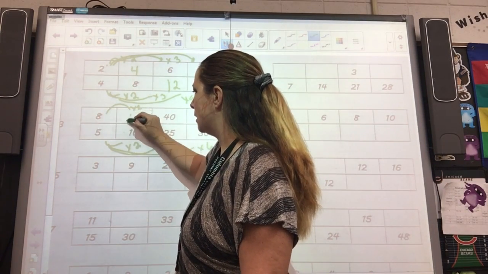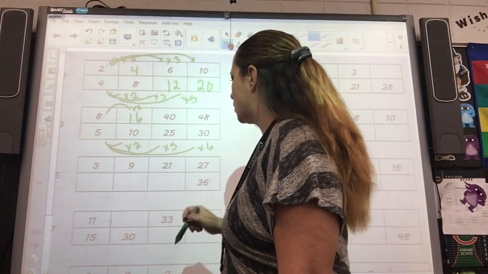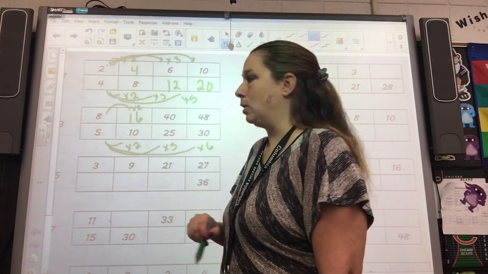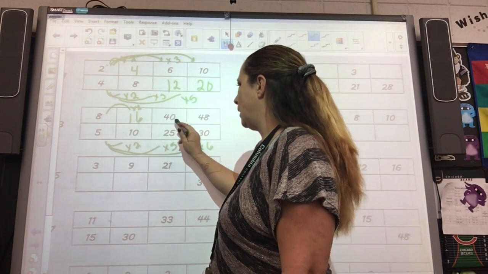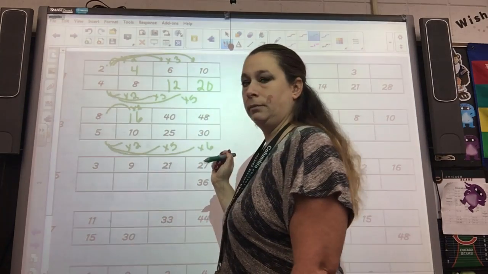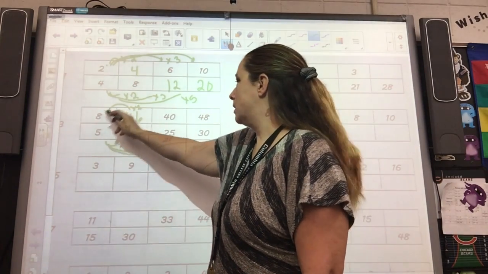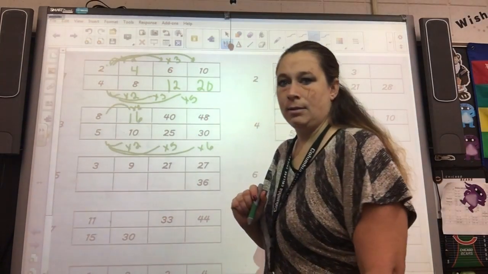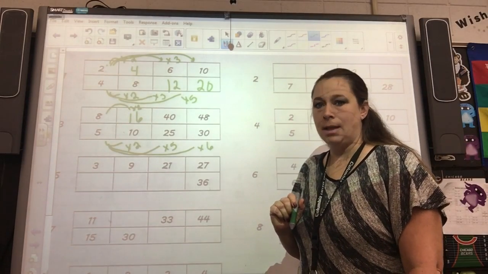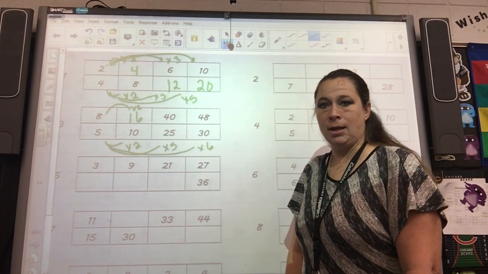8 times 2 is 16. And it gives us the rest. We just need to make sure that they match up and it's correct. Is 8 times 5 40? Yes. Is 8 times 6 48? Yes. So that table is done and correct.